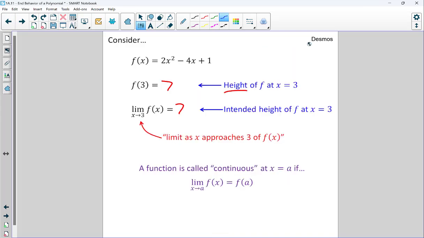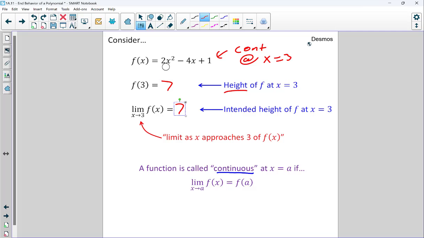Now, a major concept of this course that we're going to develop over the year and then really hit hard at the beginning of next year in calculus is the idea of continuity. A function is called continuous at x equals a if the limit of the function and the value of the function are the same. Notice the limit and the value are the same, so this function right here is continuous at x equals 3.